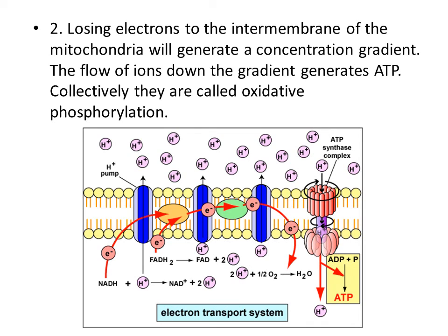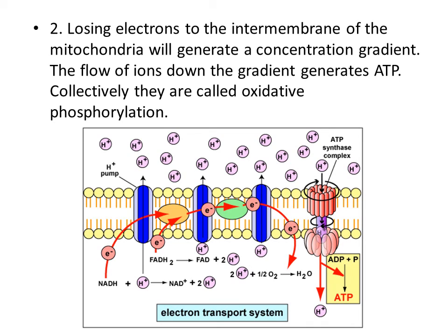This resembles the turbine in the dam. The water concentration behind the dam is potential energy. When water flows through the dam, through the turbine, it spins the turbine. The turbine is going to convert potential energy into kinetic energy. If you think of that scenario, that's what's happening in the mitochondria.